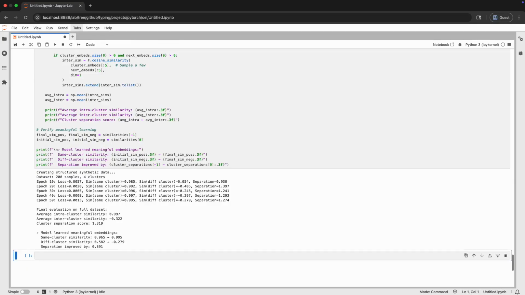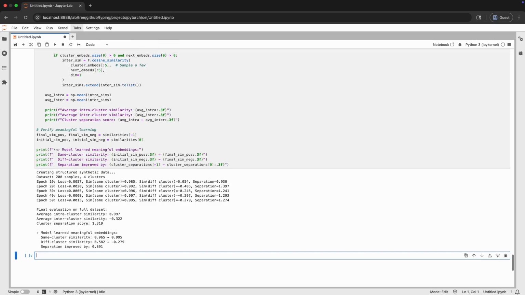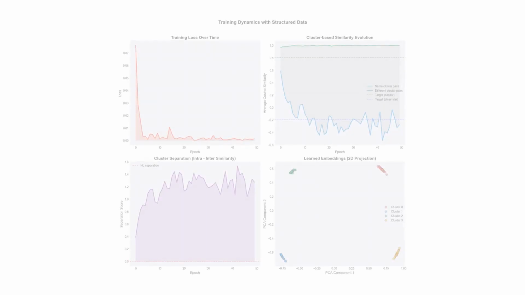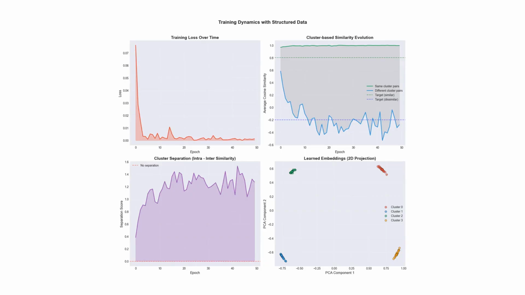Let's visualize these training dynamics with comprehensive plots showing the loss curve, similarity evolution, cluster separation, and a 2D projection of our learned embeddings. These visualizations tell a complete story of successful embedding learning. The loss steadily decreases as training progresses. The similarity plots show same cluster pairs becoming increasingly similar, while different cluster pairs become dissimilar. The cluster separation score improves dramatically, and the 2D projection clearly shows 4 distinct, well-separated clusters. This is exactly what we want from an embedding learning system.